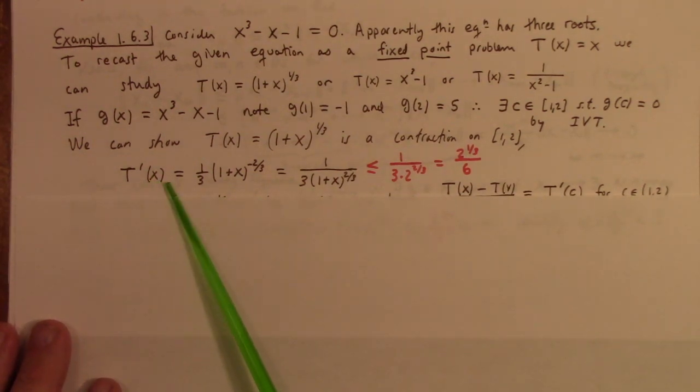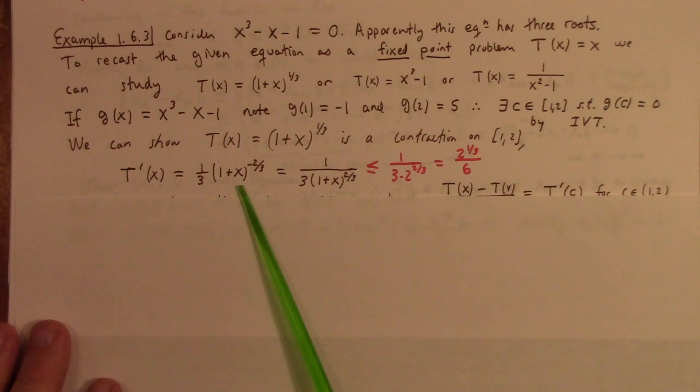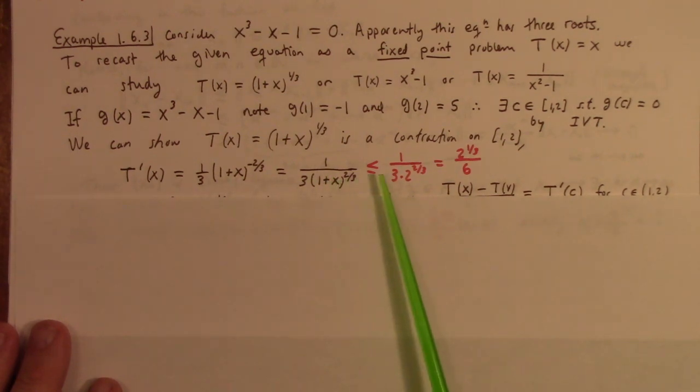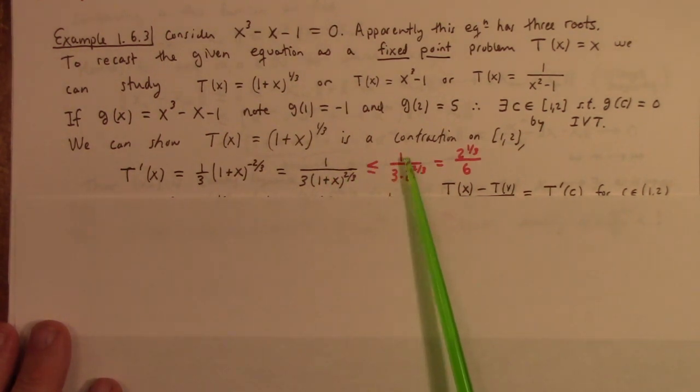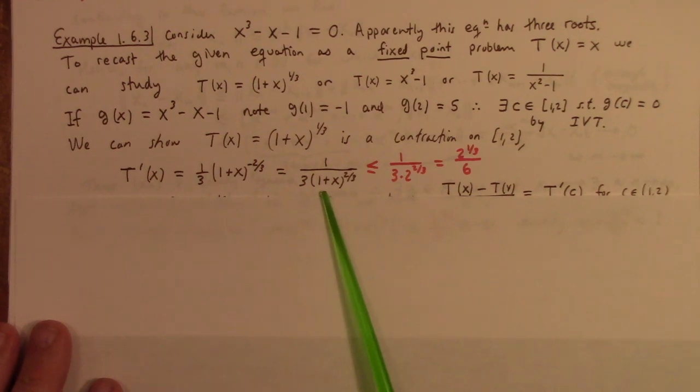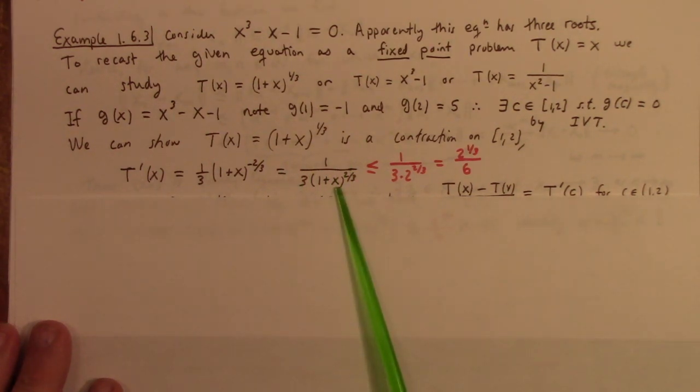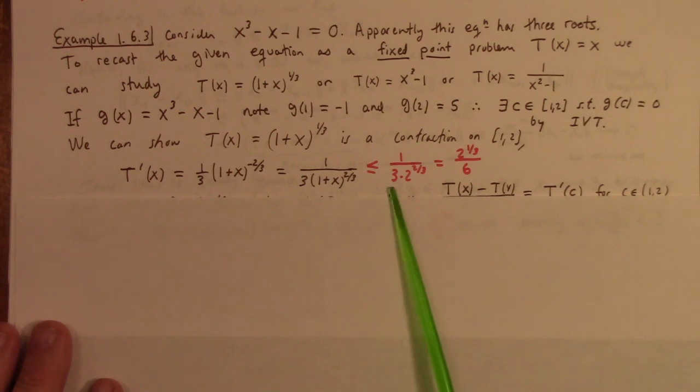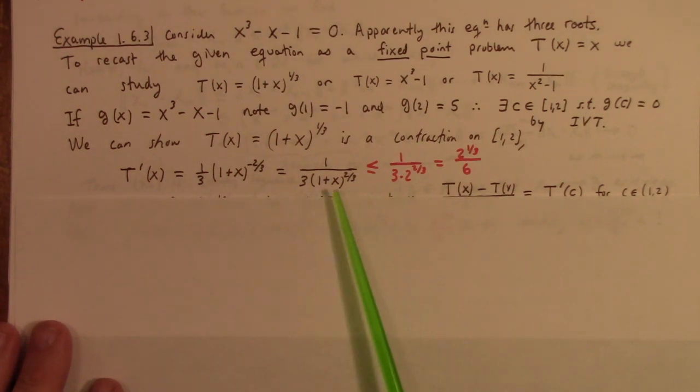Let's see here, the derivative of T is this, which you can rewrite as that. And if you look at that, it's less than or equal to 1 over, so the biggest this can be on [1, 2] is when you put in 1 for x, right? Anything else would make the denominator larger and hence the fraction smaller. So this is the maximum value on [1, 2] for the derivative.